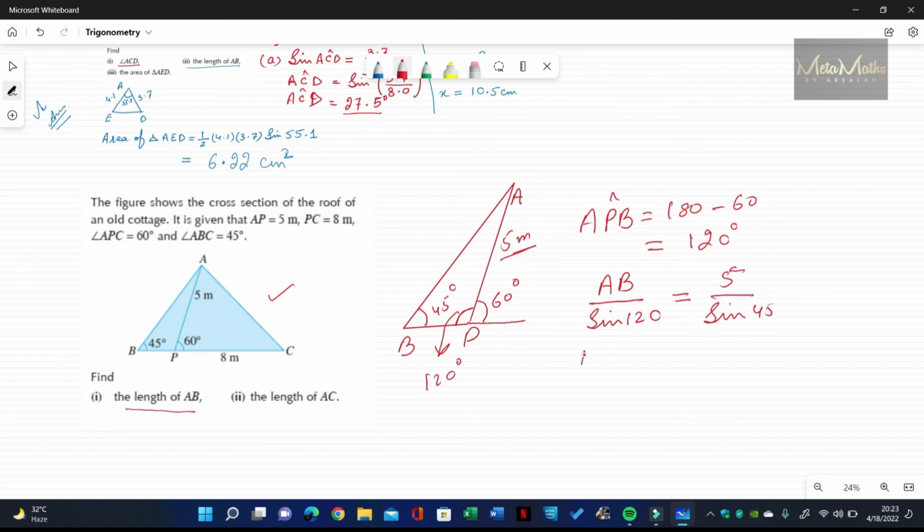Then a simple cross multiplication. It is 5 multiplied by sine 120, and again you will use your calculator. Let me use my calculator. It's 5 multiplied by sine 120. The answer is 4.33.